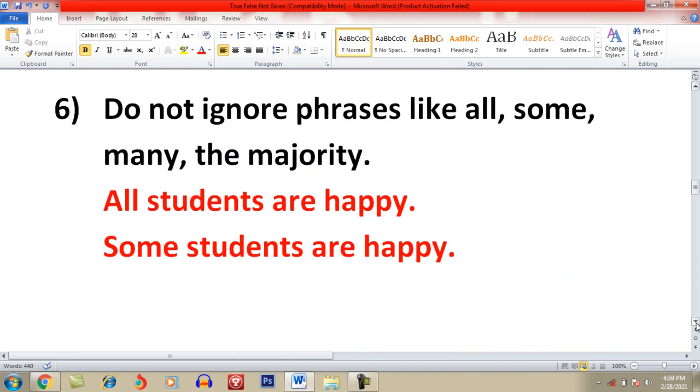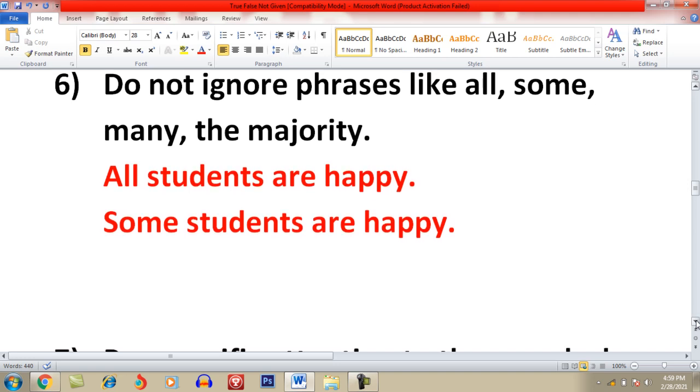Do not ignore phrases like all, some, many, and the majority. For example, "all students are happy" and "some students are happy." Now these two statements are totally different, so you have to be very careful whenever such phrases are present in the question or in the paragraph.